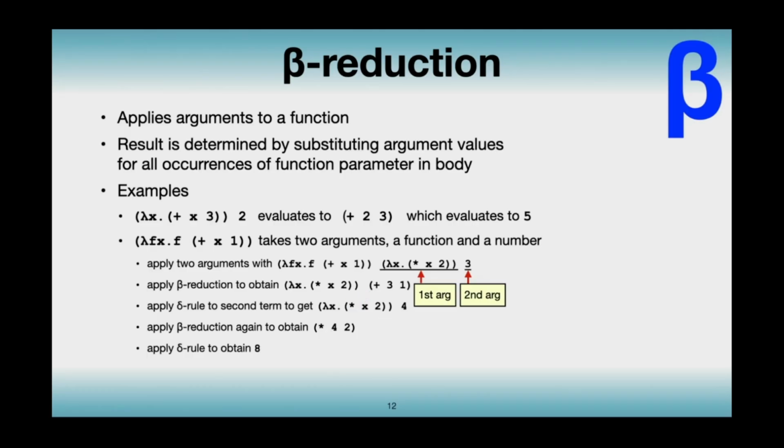Now I apply the beta reduction again, and I take this 4 and I put it in as the value of x. And now I get times 4 and 2, and then finally I apply the delta rule and I get an 8. A very formal run through of how you could apply arguments to some function.